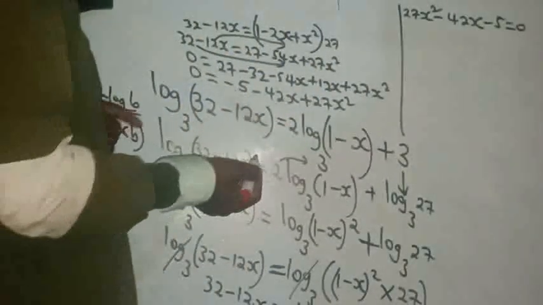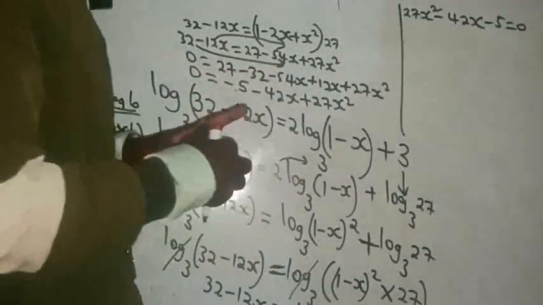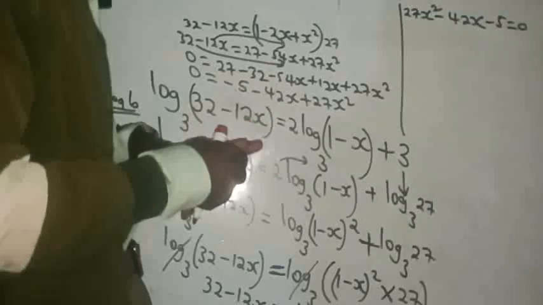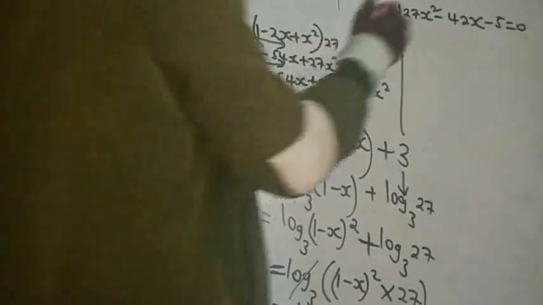You can use any formula. It can be the quadratic formula or the completing square method to be able to get the values of x. Let's work using the completing square method. We shall take 5 on this side. So we shall have 27x squared minus 42x is equal to 5. Divide all through by 27 to make the coefficient of x squared to be 1. So we shall have x squared minus 42 over 27 x should be equal to 5 over 27.